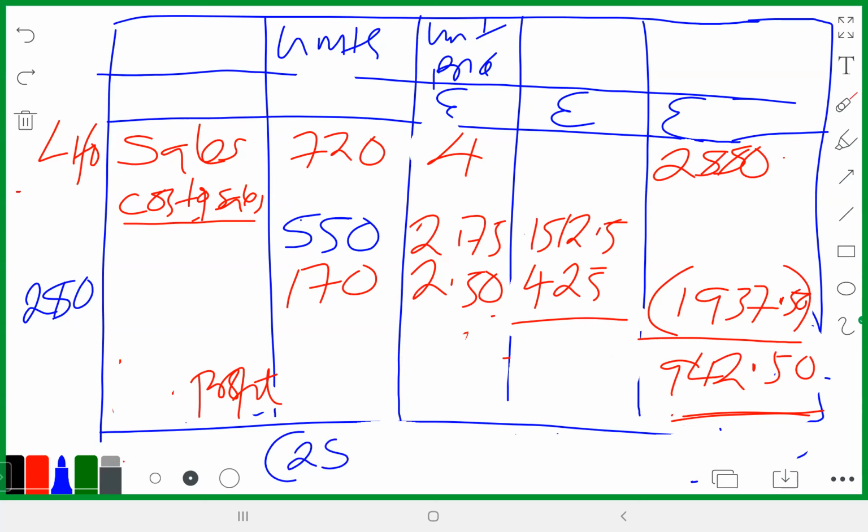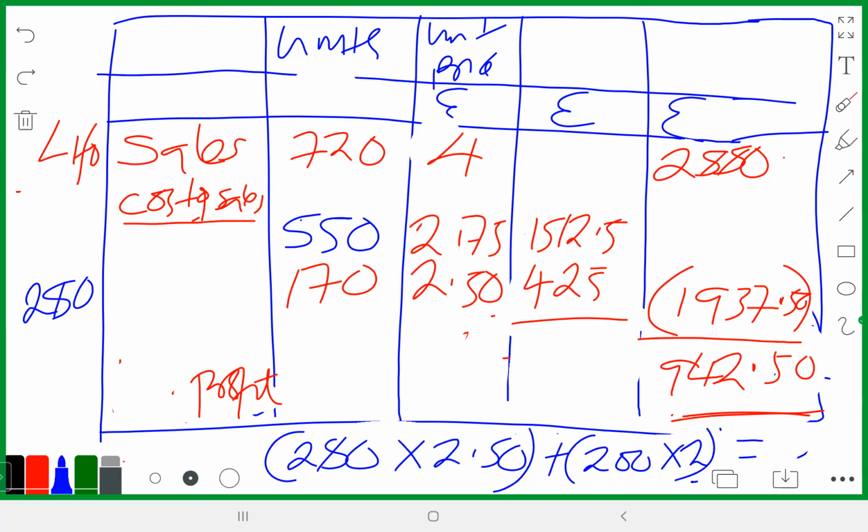So the 280 is valued at what price? 2.50, isn't it? Then the 200 at what value? 2. Yes, it's valued at 2. Then what is the cost? 700 plus 400, giving us 1,100 as our closing inventory.